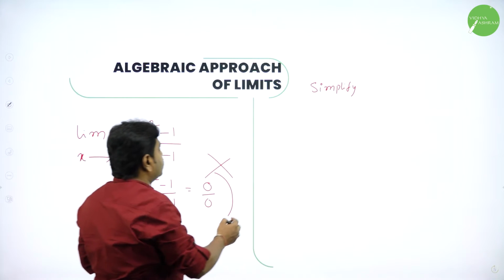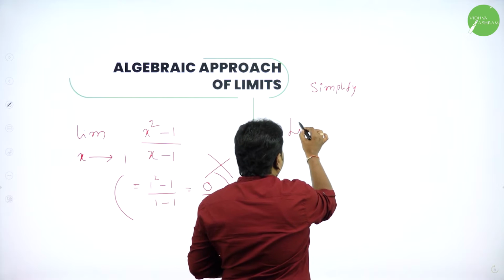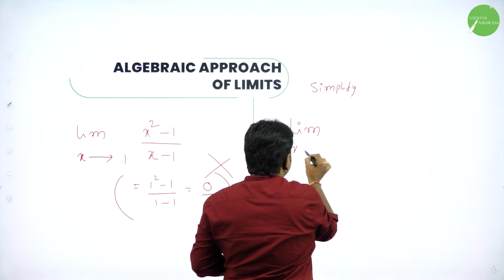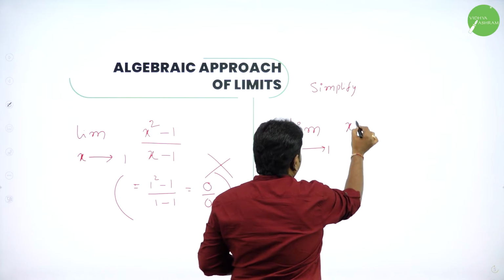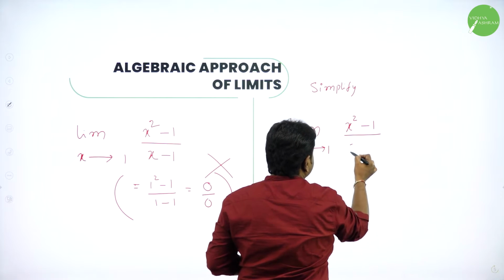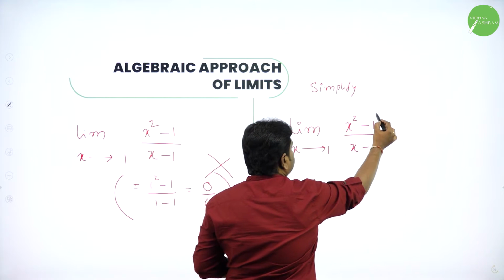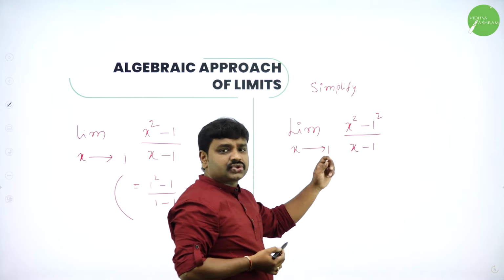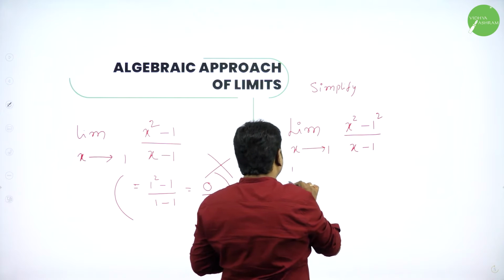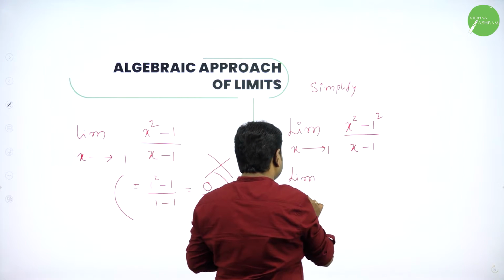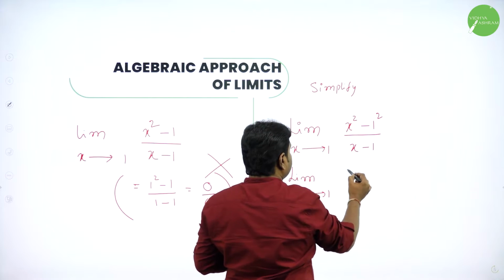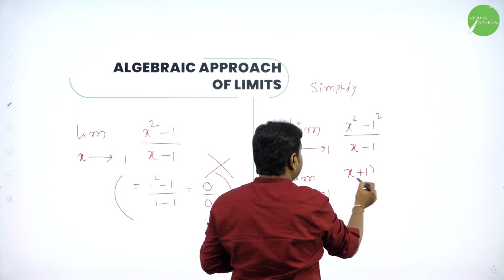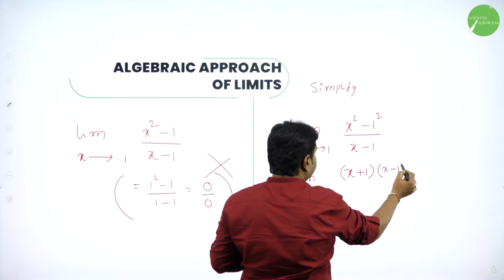So I'll simplify. I'll take the function before applying limit. Simplify. Limit x tends to 1 of (x square minus 1) divided by (x minus 1) is given. So now can I write 1 as 1 square? All of you know 1 square is also the same as 1. Further, I can write it as limit x tends to 1, a square minus b square can be written as a plus b into a minus b.